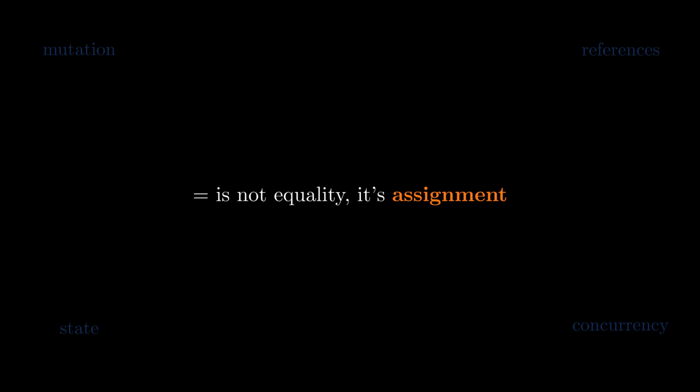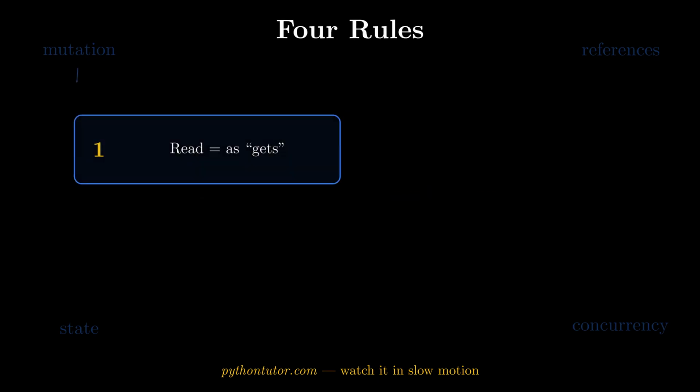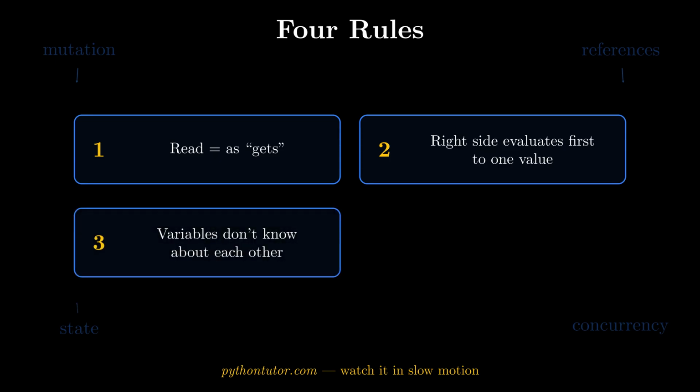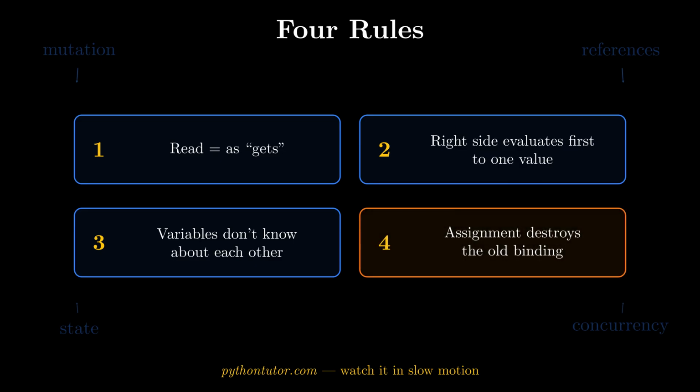If you ever want to watch this in slow motion, search for Python tutor online. It animates exactly which names point at which values after every line. Seeing it once cements the model permanently. So the rules to carry forward. 1. Read equals as gets. 2. The right side is evaluated first, completely into a single value, before anything else happens. 3. Variables don't know about each other. A formula runs once, produces a number, and the link to its input disappears. 4. Assignment destroys what was there. If you still need the old value, save it first.